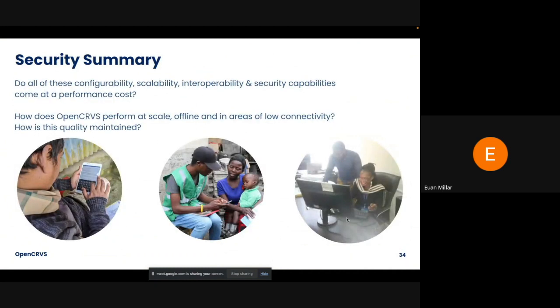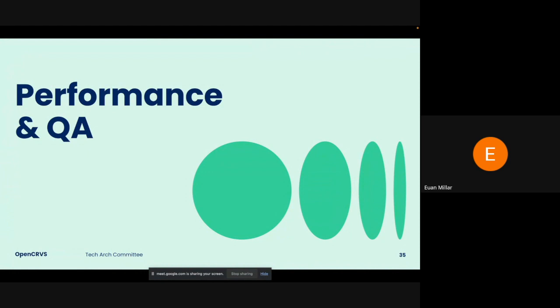So, do all these configurability, scalability, interoperability, and security capabilities come at a performance cost? How does OpenCRVS perform at scale, offline, and in areas of low connectivity? And how is this quality maintained? So let's talk a bit about performance and quality assurance.